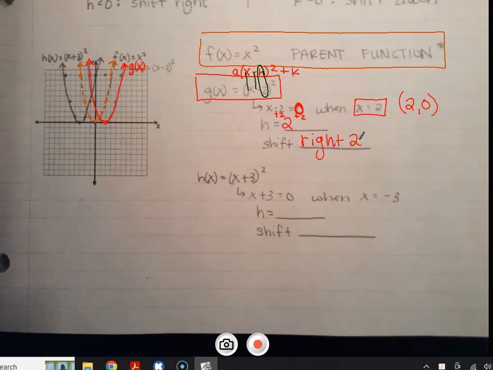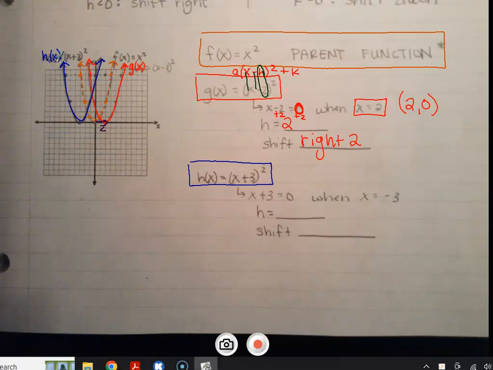And we can go back and look at that. We were here and we shifted this way and it went 2 places. That's perfect. All right, let's look at the next one. The next one is h of x equals the quantity x plus 3 squared. All right, so that's the other parabola here. That's your h of x.